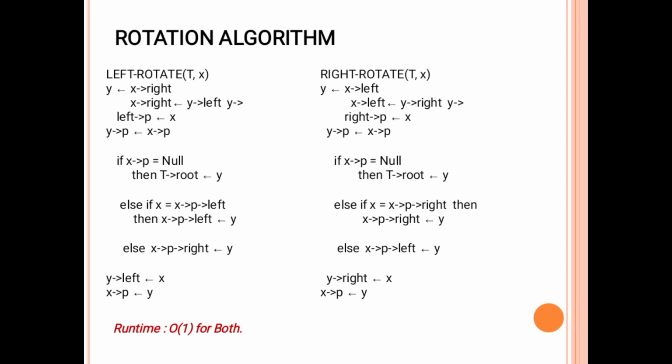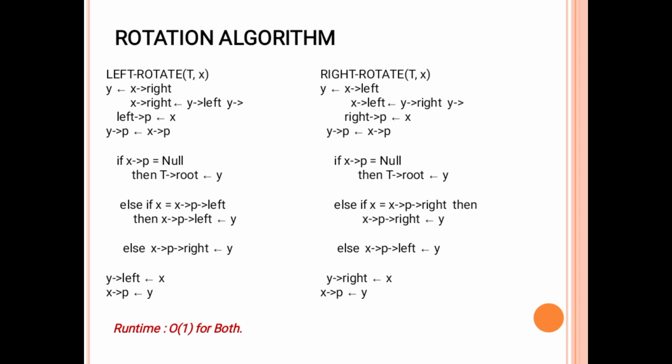Suppose x's parent is equal to f. Then x's parent left equals y. It means we take the x node, and initially we take the y.